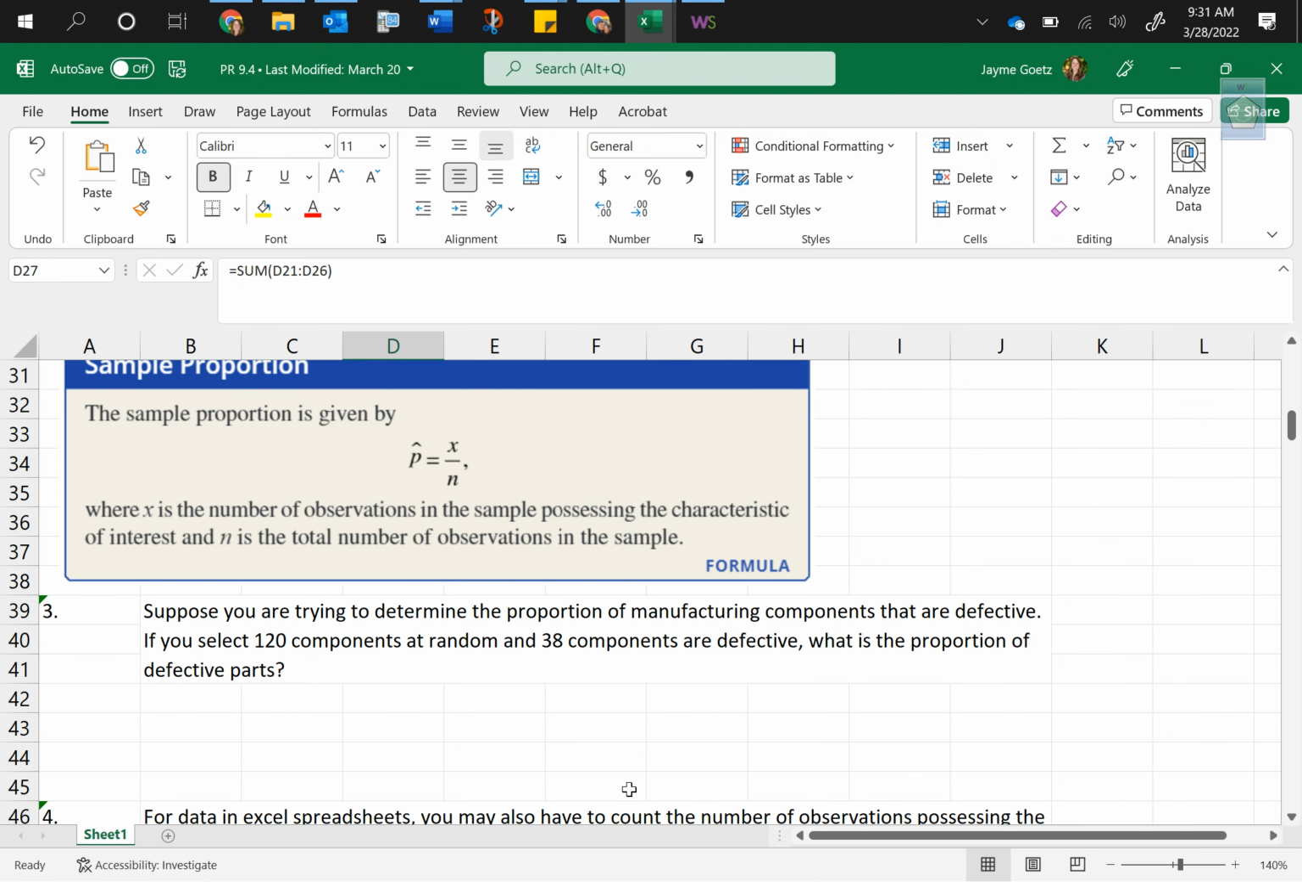So number 3, it says, suppose you are trying to determine the proportion of manufacturing components that are defective. If you select 120 components at random and 38 components are defective, what is the proportion of defective parts? So this one they did not give to you, you have to calculate it. Again, calculation is what you want over the total. What is the proportion of defective parts? We want defective, and it says there's 38 that are defective out of total, and they said there's a total of 120. So that proportion would be 0.32. Okay?